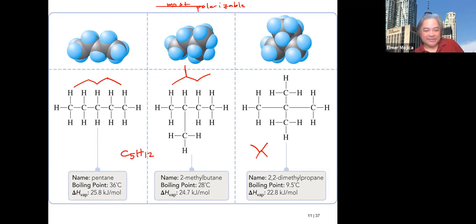Don't be too excited. I'm just showing you by drawing these that they have different shapes, and that different shape will affect the boiling point. Look what happened. This is 36, this is 28, this is 9.5. This is 25.8, this is 24.7, this is 22.8.